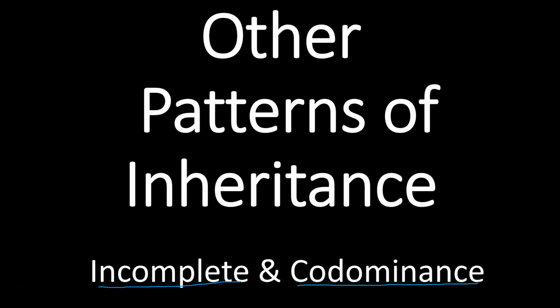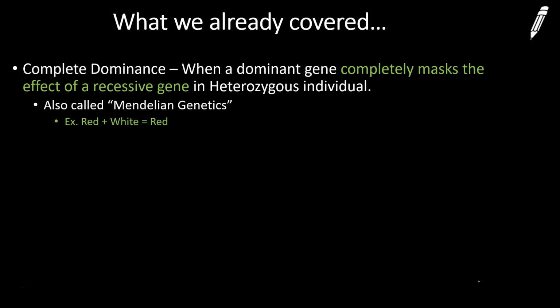So what we've already covered was called complete dominance. Sometimes you'll hear that called Mendelian genetics, because Gregor Mendel was the one who discovered this pattern. Complete dominance is when a dominant gene completely masks or overpowers the recessive gene. We saw this a lot with the pea plants. For example, a red trait plus a white trait: the red will be dominant and overpower the white. This is the pattern that we saw before.